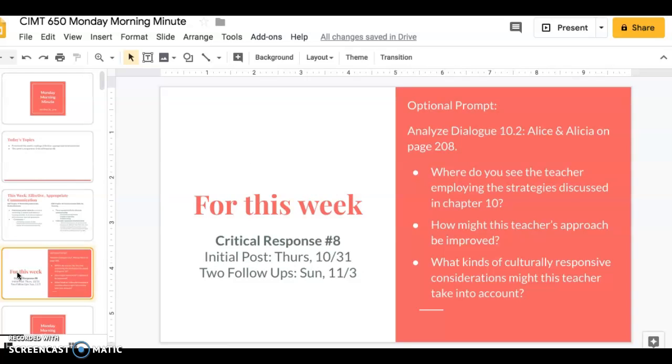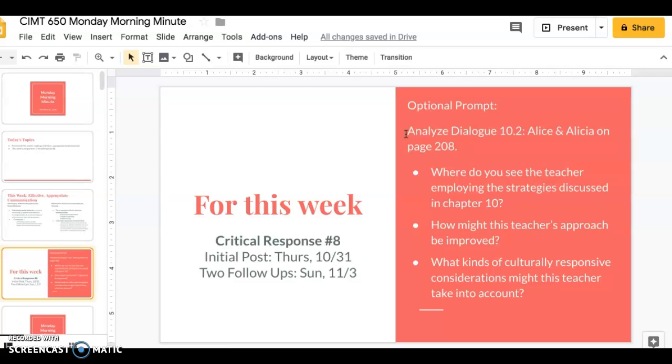So for this week, we have our 8th critical response. Our initial post will be due Thursday on Halloween. Happy Halloween. And then we have 2 follow-up posts due on Sunday, November 11th. Already November. I've provided an optional prompt this week for your critical response number 8 in case it's interesting to you. For this, I'm going to ask you to analyze the dialogue 10.2. It's called Alice and Alicia, and it's on page 208 of our E&E textbook.